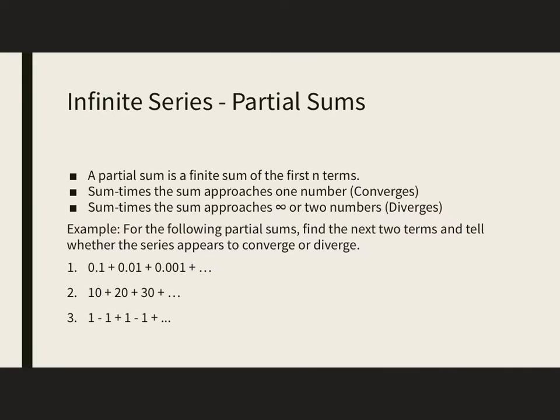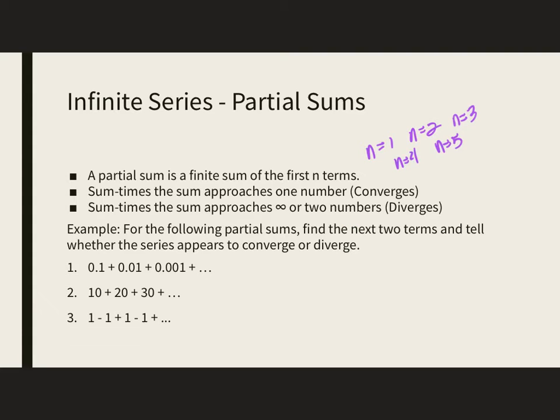Let's start with the idea of partial sums. A partial sum is a finite sum of the first n terms. So we're talking about 3, 4, maybe 5 terms. Sometimes that sum approaches one number, the idea of convergence. Sometimes the sum approaches infinity, meaning it grows without bound, and we could see that just in the first few terms. Or it approaches two numbers, like an alternating series, negative, positive, negative, positive.